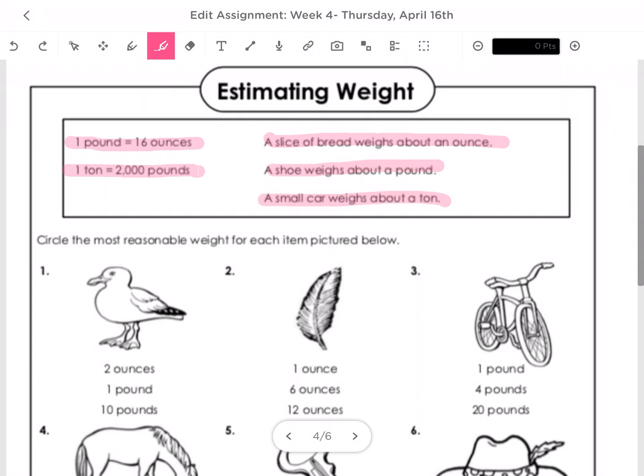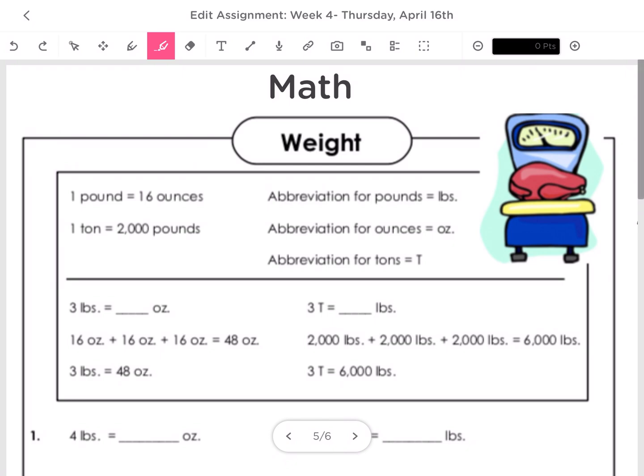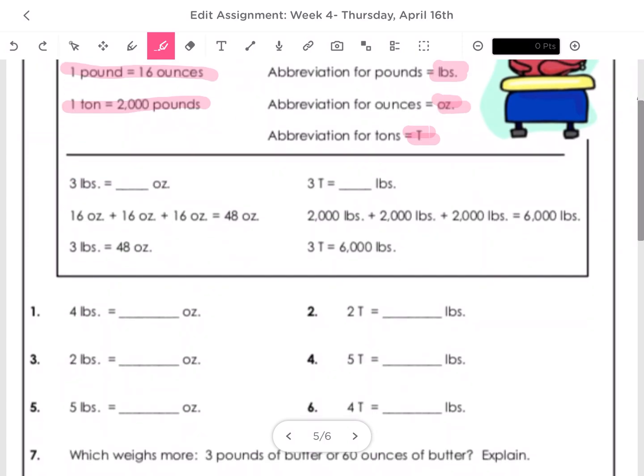The second part of your assignment is where you're actually going to be converting. Like I said, 1 pound is 16 ounces. You have 1 ton, which is 2,000 pounds. And over here, I also have the abbreviations. LBS stands for pounds, OZ is ounce, and T is tons.